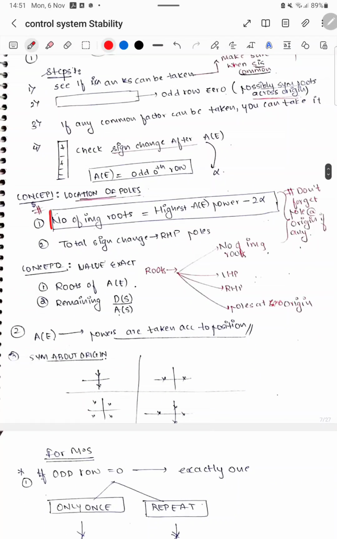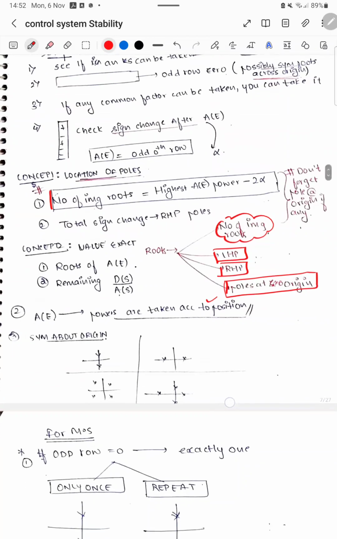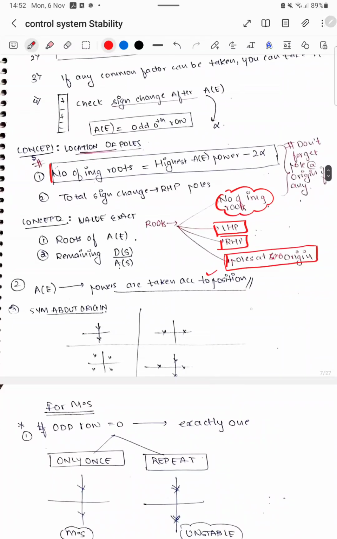Okay, so with that, what we will be getting till now is the locations of the roots: how many are lying on the imaginary axis, how many on the right hand side, how many lie on the left hand side, and if at all you have taken any common factor, then how many poles lie at origin. So you have got the location of that. But how do you get the exact value? So the roots of the auxiliary equation, roots of AE, will give you two roots, let's say two roots.